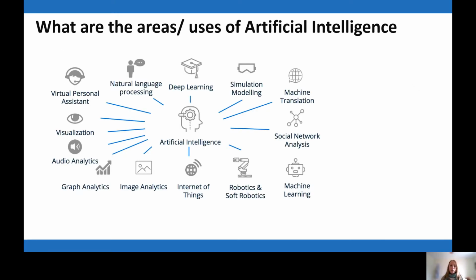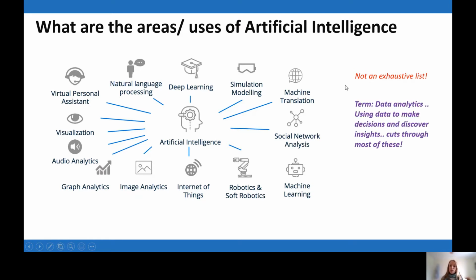Now, the areas and uses of artificial intelligence, you'll have seen many of these diagrams in the past, and it has all the keywords on it. You may be using, for example, virtual personal assistants or visualization or image analytics or Internet of Things and so on and so on. This isn't attempting to be an exhaustive list. It's certainly representative, and it's a fairly typical chart of what you'll see as the main areas.